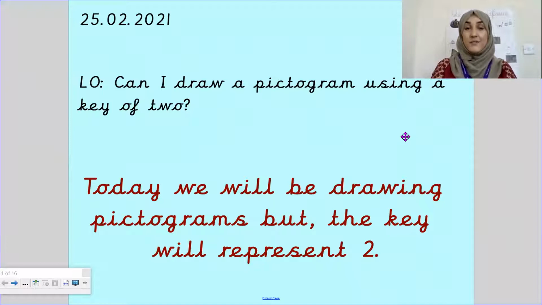Our learning objective for today is, can I draw a pictogram using a key of 2? Well done. So we will be drawing a pictogram today, or interpreting a pictogram today, but the key will represent 2. Now you might be thinking, what does that mean?